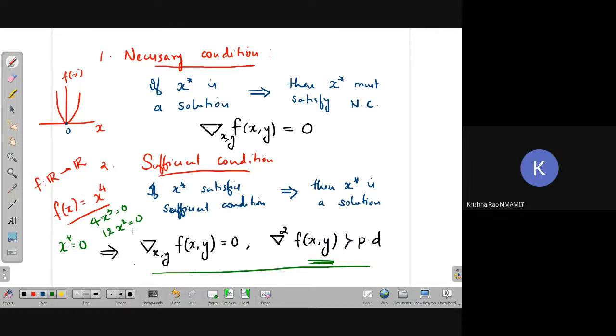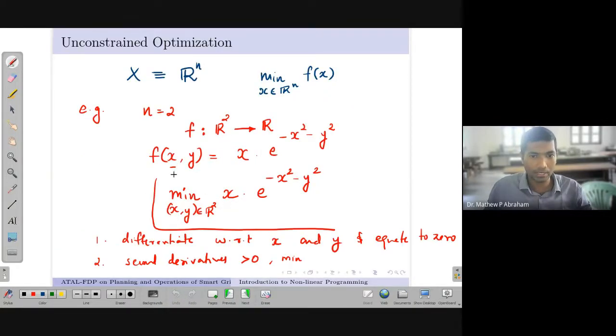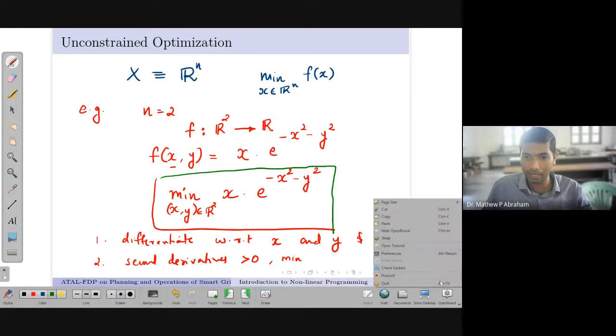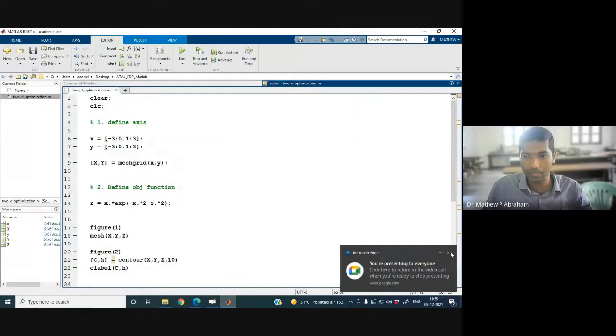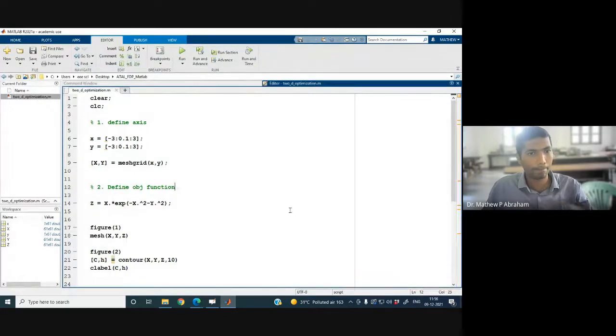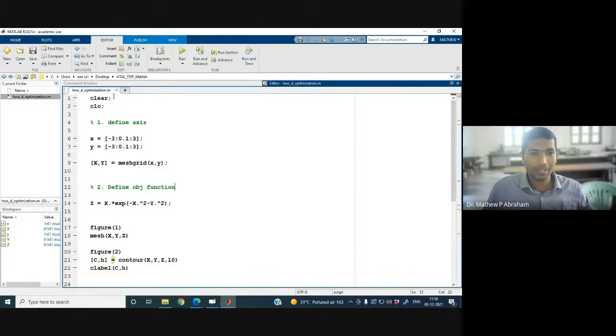Now what I'll try to do is demonstrate this particular example. In order to get a better feel of what the necessary condition and sufficient condition are, I'll demonstrate with the help of Matlab. I'll just plot that particular graph. Can you see the Matlab window that I have opened? Yes, sir. Okay, fine. These are very straightforward, easy command lines that I have written.